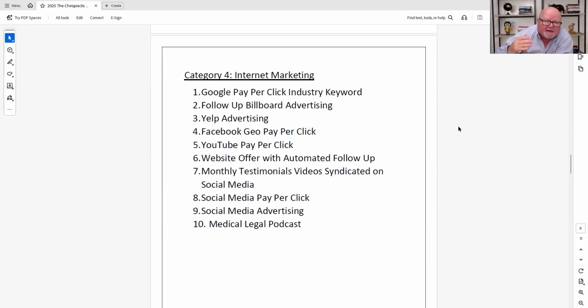You do the pay-per-click. So there's several components that increase the effectiveness of this. You don't just do it. Okay, same with Yelp advertising. We already talked about that. Facebook geo pay-per-click, we talked about that. YouTube pay-per-click. Now remember, we're only talking about the industry keyword. That's all. Otherwise, you would just try it, sample it, check your return on investment.